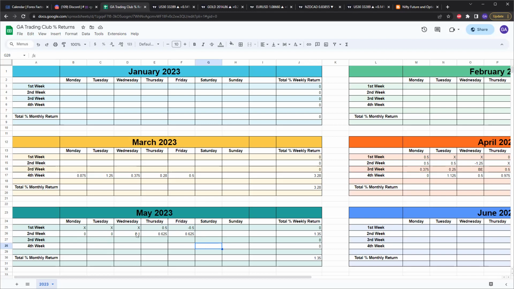On Wednesday, we only had a gain of 0.1%. Then on Thursday, we had like 2 trades that won back to back, 0.625%. Then on Friday as well, this past Friday, we had 2 trades that won again back to back, 0.625. And we were already up, this is the 3rd week of May, right? So we are up about 1.3% only for May alone.